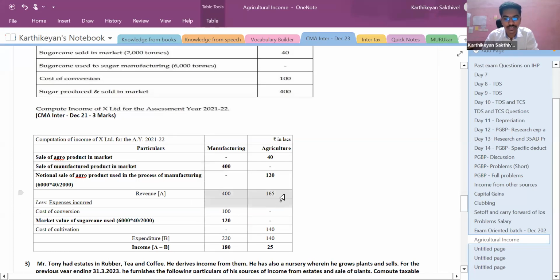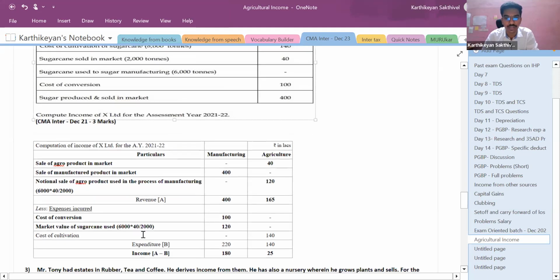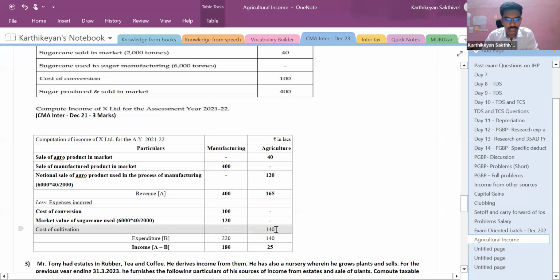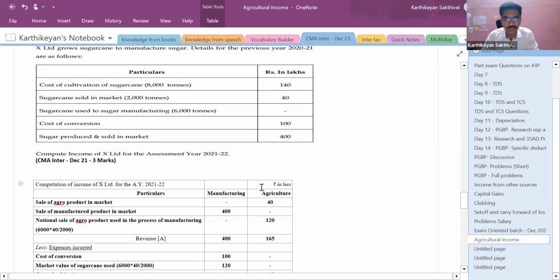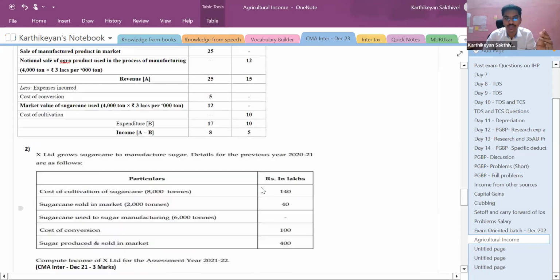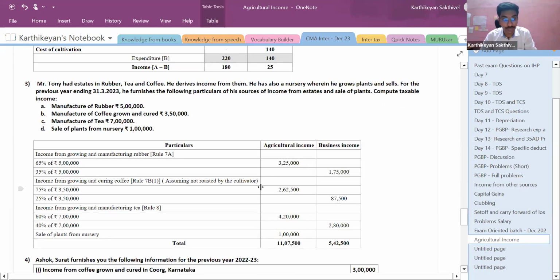So what is my total revenue? 400 and 165. What is my cost of conversion, which is said here? 100 lakhs. I should take that 100 lakhs as an expenditure. That is my cost. What is my cost of cultivation, which is said here? First line 140 lakhs. That 140 lakhs I should claim as an expenditure. Right. So my total expenditure is 220 and 140, and my income is 180 and 25. Easy question, 3 marks. Okay. So these kinds of questions can be expected.